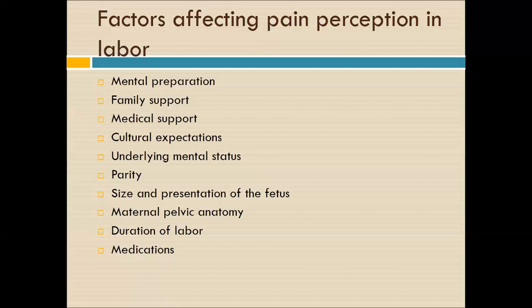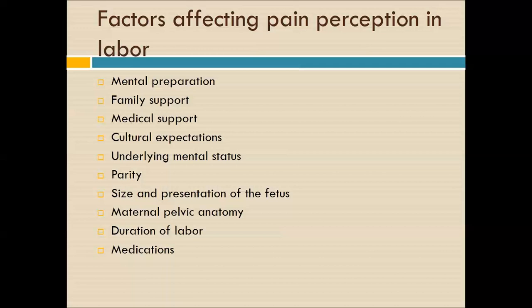The size and the presentation of the fetus, as we mentioned: if it is occipito-posterior, the process of labor will take a longer time and the pain will be more because there is pressure on the sacrum posteriorly from the occiput. Also, if the baby is of average or small size, it will be delivered much more easily than a baby of bigger size.